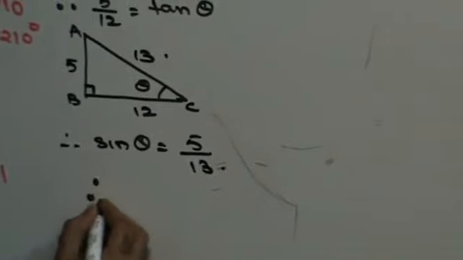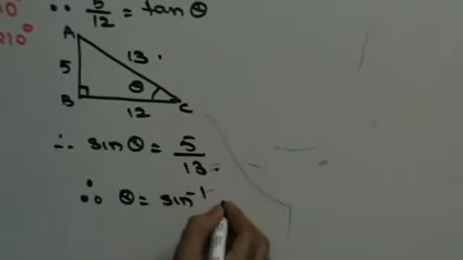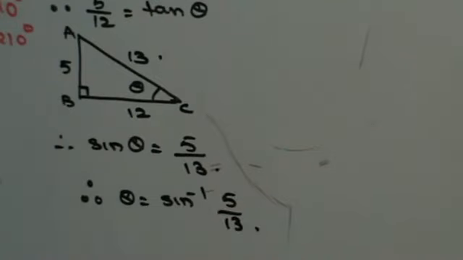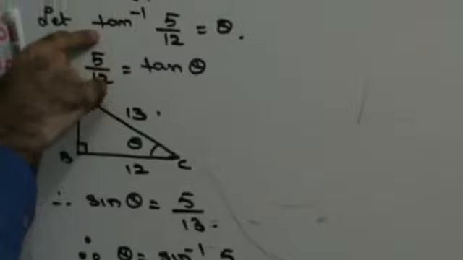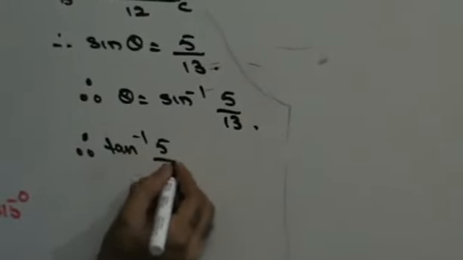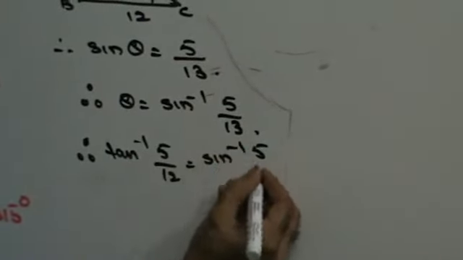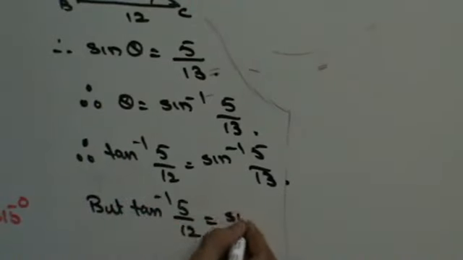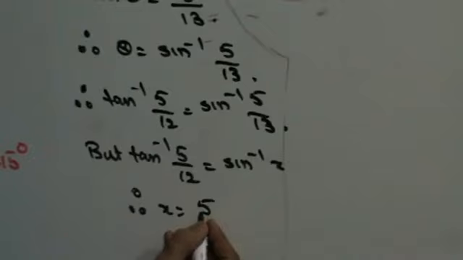Take the function on the other side. So theta will be equal to sine inverse of 5 by 13. But what is the value of theta? The value of theta is tan inverse of 5 by 12. So I can therefore say that tan inverse of 5 by 12 is sine inverse of 5 by 13. But they have given me that tan inverse of 5 by 12 is sine inverse of x. Therefore, comparing the two equations, I can say that x is equal to 5 by 13. Right? Do we understand how we do multiple inverse functions? Let's see another sum, guys.